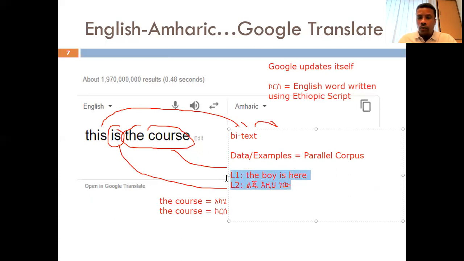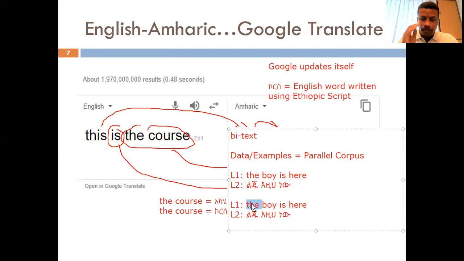Again, you can have another one. A corpus means a large collection of data for training. You can also say "the boy is mine." Then the ልጁ የኔ ነው. So we can have many such kind of sentences.